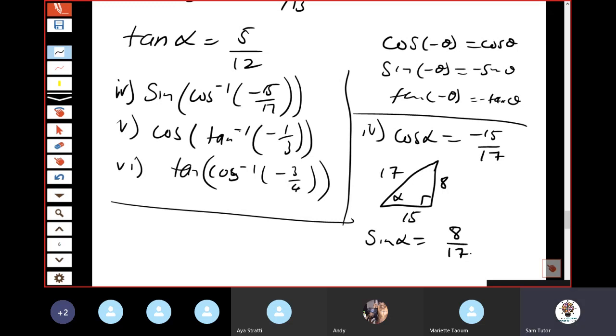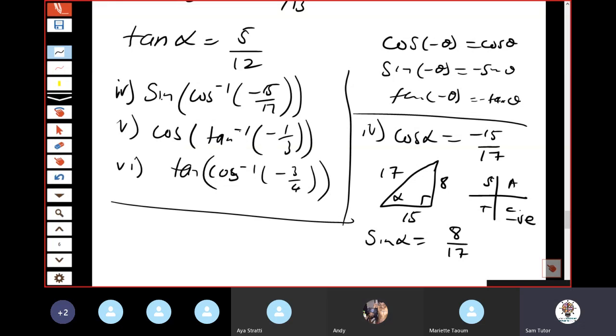But before we conclude that, we just need to check all of our signs. So, all stations to central. Cos is negative here. Now, what's inverse cos of this negative number? Is it a positive or a negative? Positive. It's a positive.